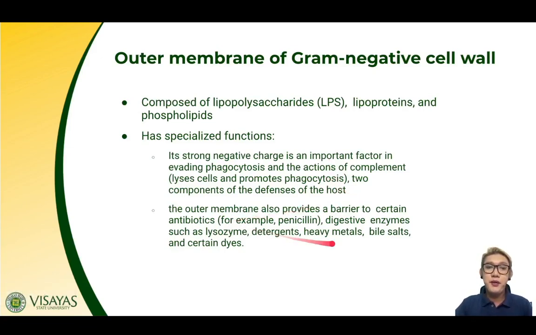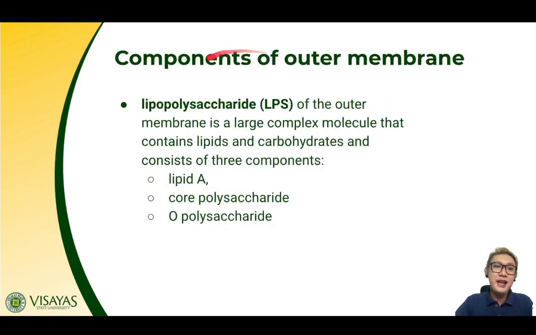The outer membrane also provides a barrier to certain antibiotics like penicillin. So penicillin actually targets the peptidoglycan layer. So with a barrier, the penicillin could not really penetrate into the peptidoglycan layer of the gram-negative bacterial cell. Aside from that, it could also be a barrier for digestive enzymes such as lysozyme, detergents, heavy metals, bile salts, and certain dyes. So as we said, lipopolysaccharides are found in the outer membrane.